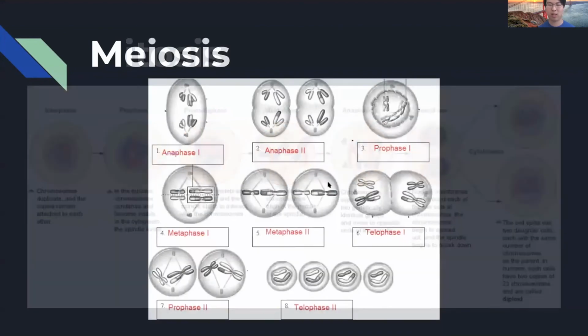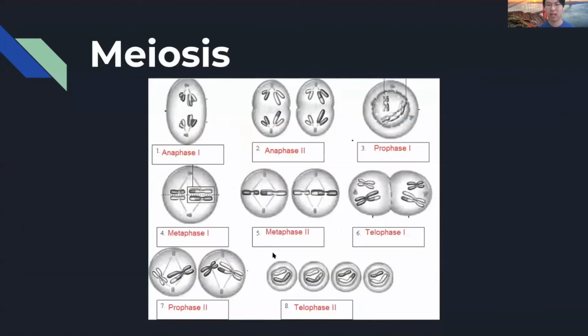And then you just go through meiosis 2, which is the exact same thing as mitosis. And what you end up with is a cell that, instead of having 23 pairs of chromosomes, just has 23 chromosomes. And so now when you have fertilization, when you combine an egg with a sperm, 23 plus 23 gives you 23 pairs, and you'll have a normal offspring.